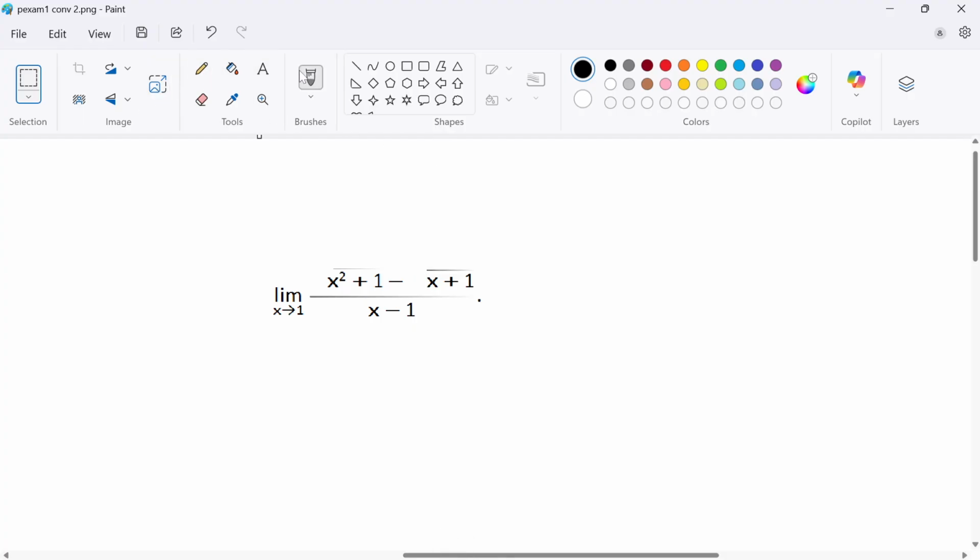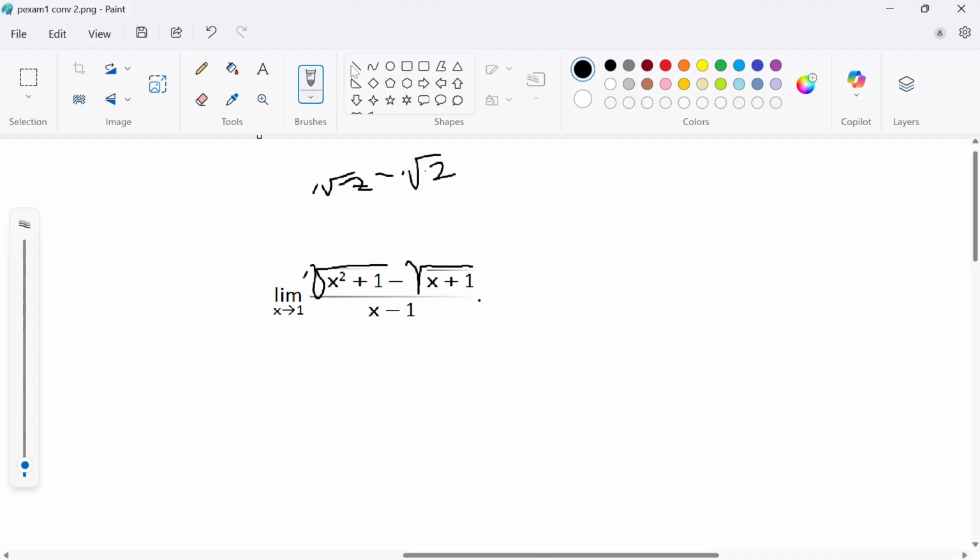This is supposed to be the square root of x squared plus 1 minus the square root of x plus 1. So first of all, can I just substitute 1 in there? 1 squared plus 1 is 2, so this is the square root of 2, minus the square root of 1 plus 1, which is the square root of 2, divided by 1 minus 1, which is 0. The square root of 2 minus the square root of 2 is 0, so it's 0 over 0, an indeterminate form. I can't just plug in the number.